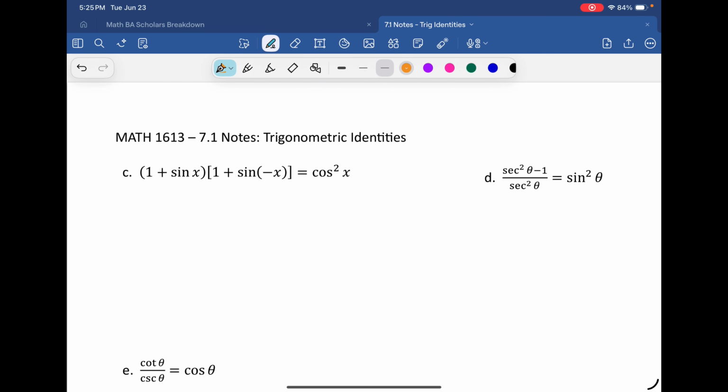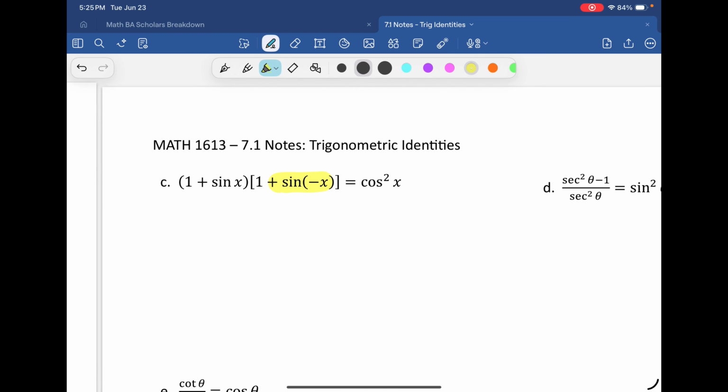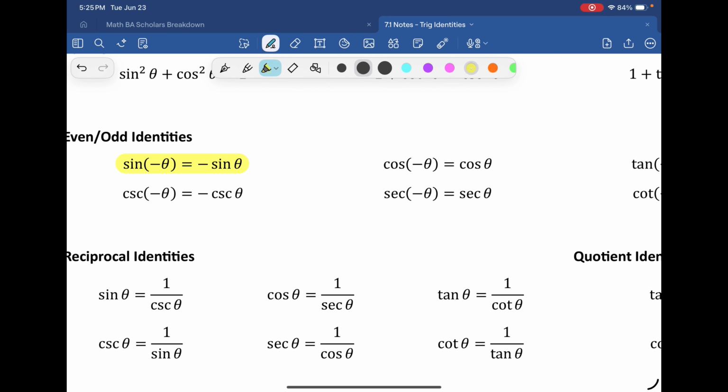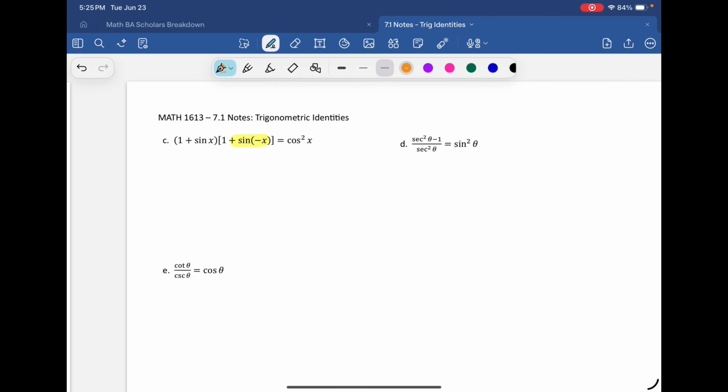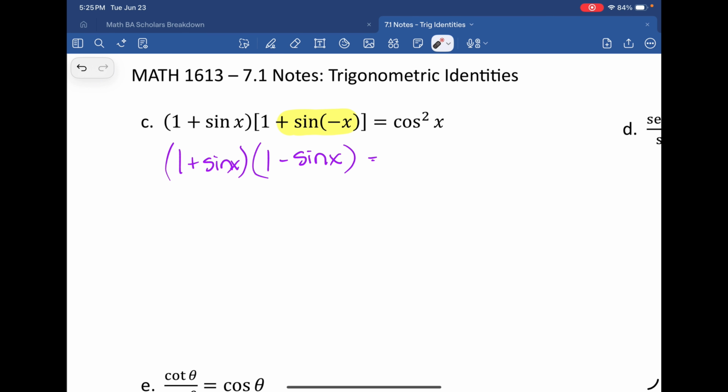We've got 1 plus sine x times 1 plus sine of negative x. All right, so right here, we're going to use our even odd identities. Sine of negative x is the same as negative sine x. So I'm going to change this to negative sine x. Obviously this is our more complicated side. That's the side I'm working on, and I want to change it into cosine squared.